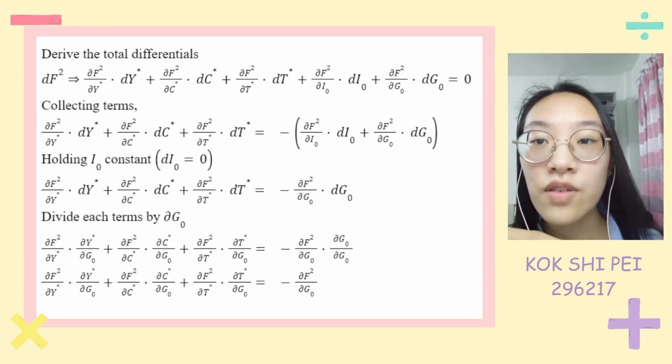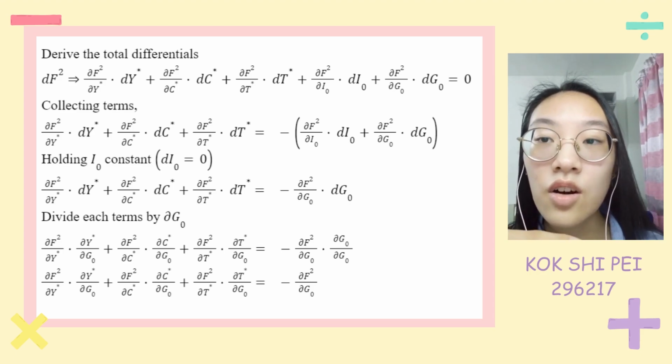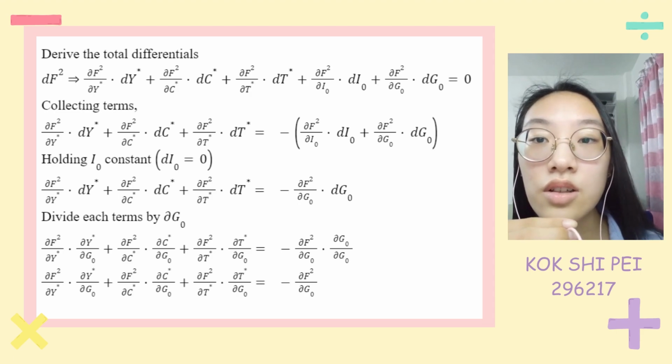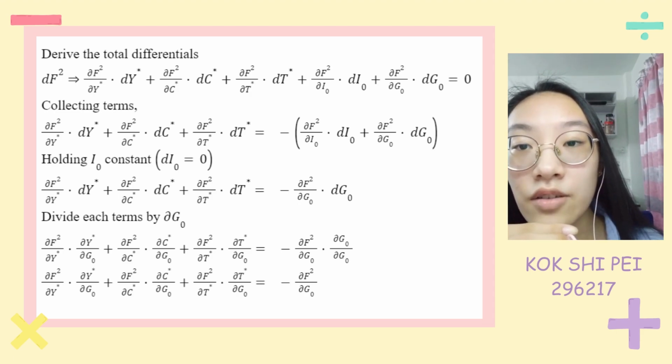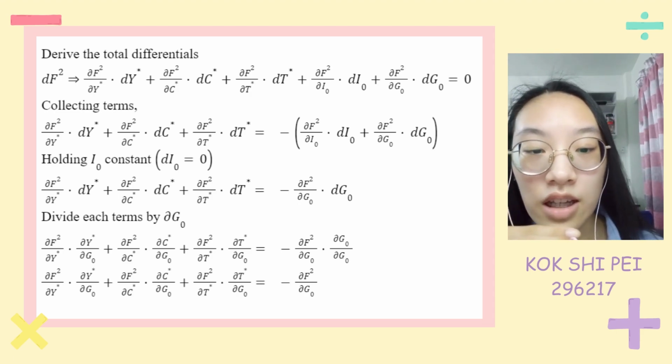And we simplify the equation, then we can solve it to get ∂c/∂g0 equals negative ∂f²/∂g0.